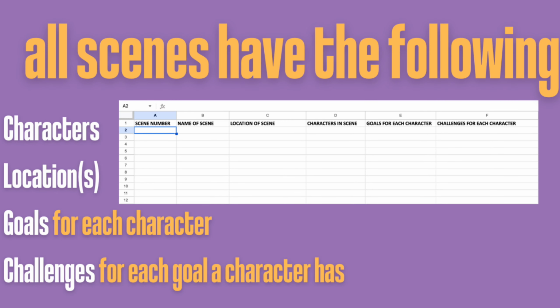So all scenes, I don't care what kind of scene it is, conflict, introduction, development, consequence, whatever, all scenes are going to have the following. There are going to be characters in it. All scenes will take place at some kind of location or locations. Every character in that scene will have a goal, maybe more than one goal, but definitely at least one. And then because they have goals and they're in a place and they are people, there will be obstacles or challenges in front of them that are preventing them from immediately just accomplishing their goal.